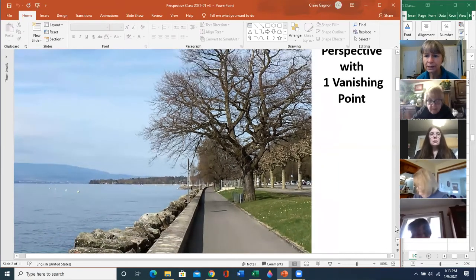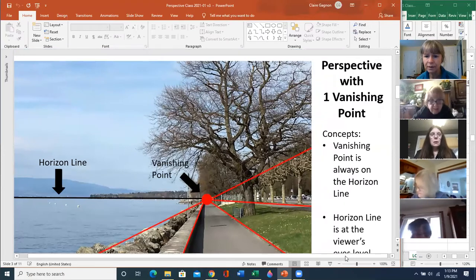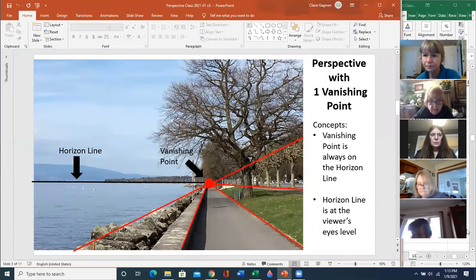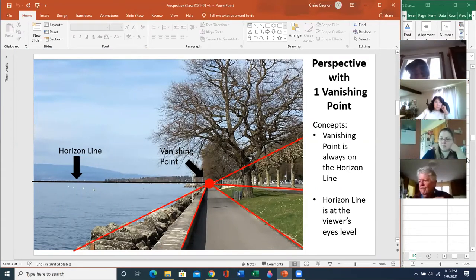So if I show you the next slide, you can see I've put the horizon line. So the horizon line is where the water meets the faraway mountains. And the vanishing point is always on the horizon line. The horizon line is determined by the viewer's eye level. So someone who would be standing on the pathway, which when I took this photo, that was me. I was standing on the pathway and I took the photo. And this level was where my eyes were, at the horizon line level.